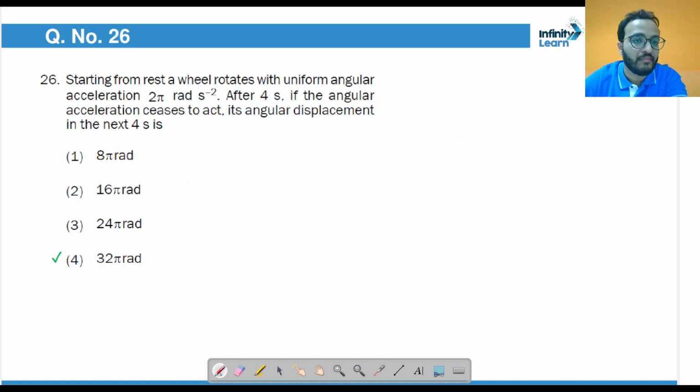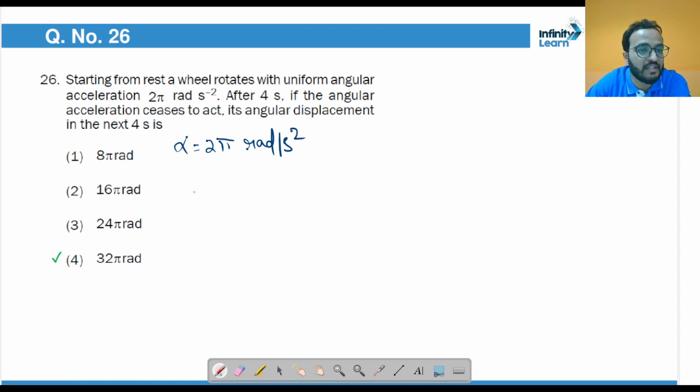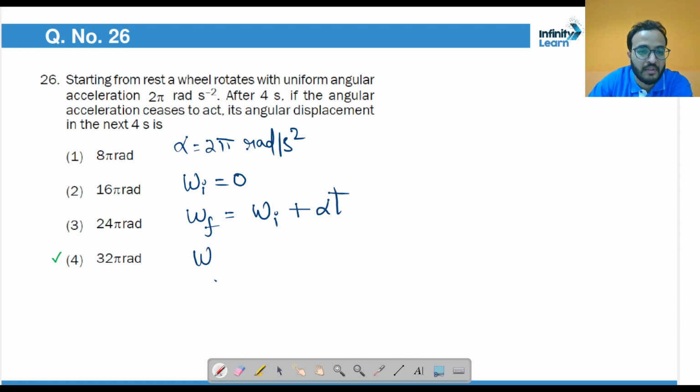Got it? Starting from rest, a wheel rotates with a uniform angular acceleration. Alpha is given as 2 pi radians per second square. After 4 seconds, its angular acceleration ceases to exist. Okay, so initial angular velocity is 0. Final angular velocity will be initial angular velocity plus alpha into t. So it is 0 plus 2 pi into time, 4 seconds. So it is 8 pi radians per second.